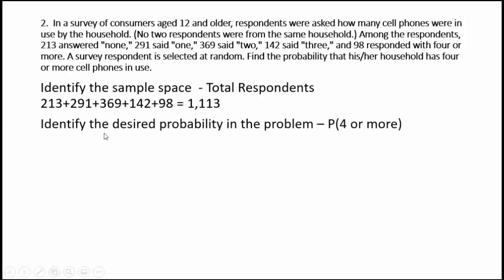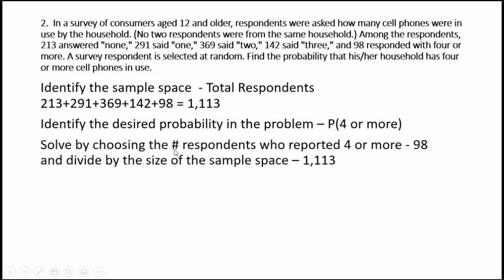From there, we want to identify the desired probability in the problem. It's asking us to find the probability of 4 or more. Looking at the numbers, right at the last part of that statement, 98 responded with 4 or more. So the probability is that 98, the number of respondents who reported 4 or more, divided by the size of the sample space, which we found to be 1,113. When you do that, you get 0.0881, and that is our answer, right? So an 8.81% chance.